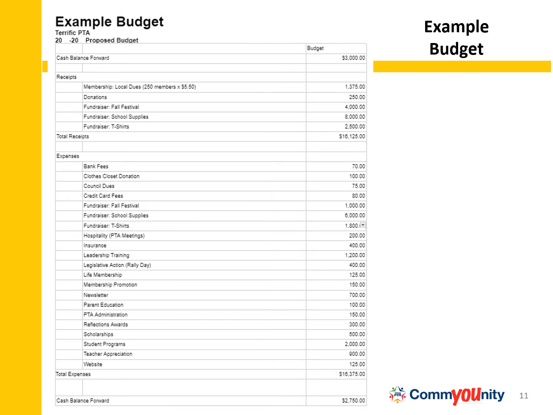Here is an example proposed budget. The budget has a beginning balance, which is the cash balance forward from the previous year, the receipts or income planned for the year, and the detailed expenses planned for the year. The report ends with the balance to be carried forward to next year. This example can also be found in the Treasurer Resource Guide.